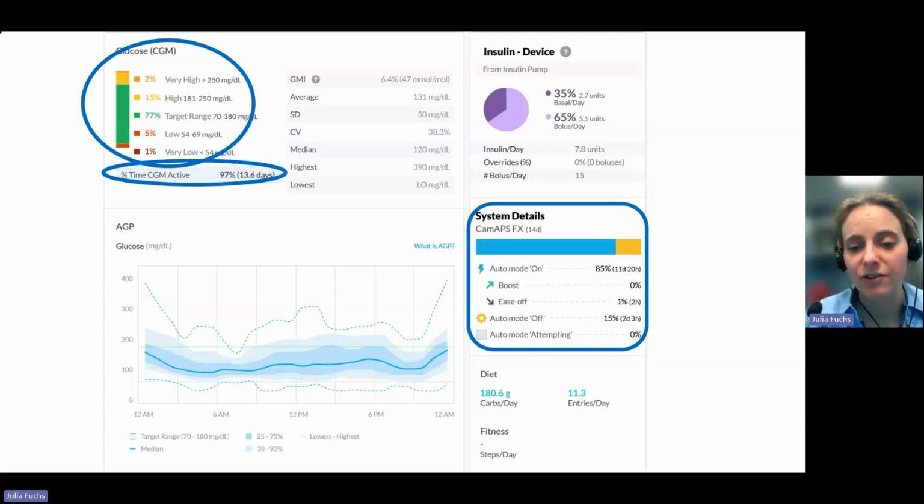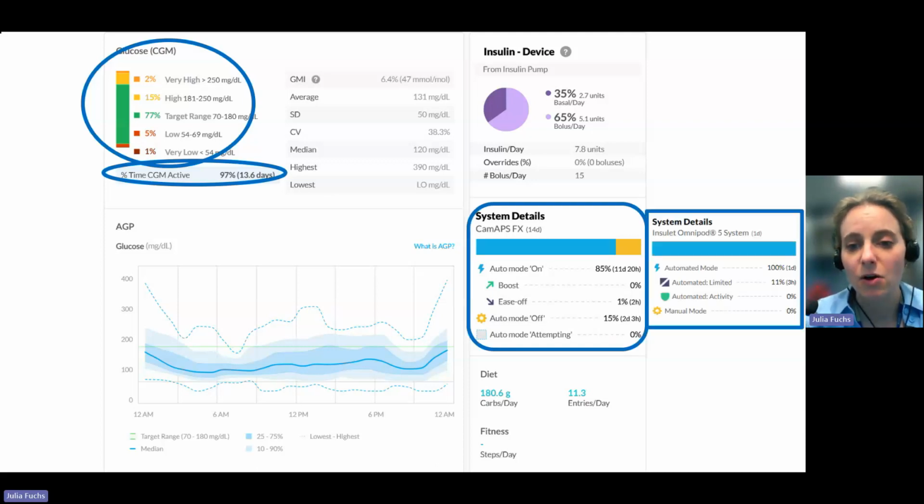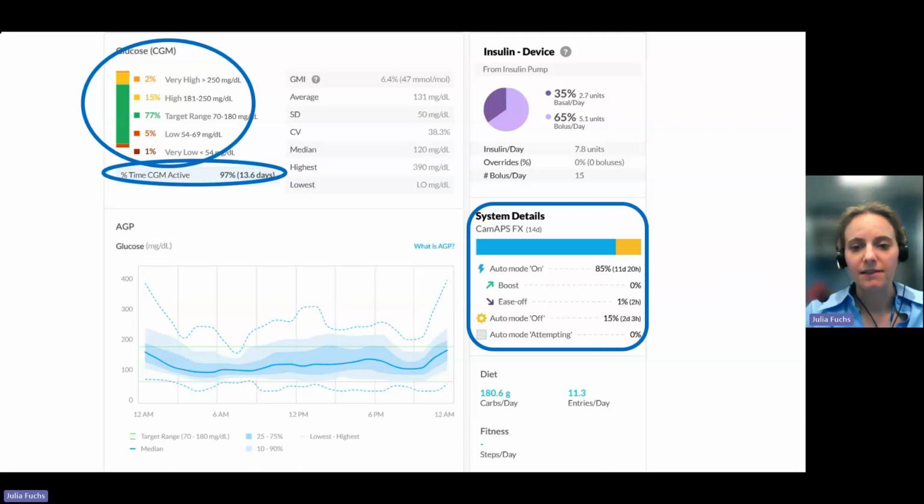And if I have a look down here in system details, that's where I can see auto mode usage. So in this case, that's 85% of the time. So that's a bit lower than we'd like. So already I'm thinking, okay, we need to have a look at what's happening, why auto mode is off 15% of the time. And for CAM-APS, you can also see boost and ease off use in the system details window.